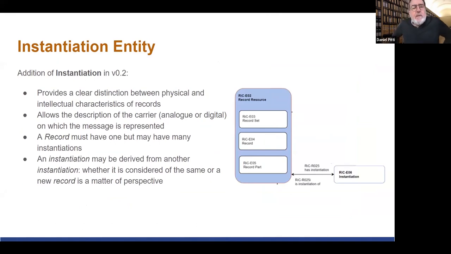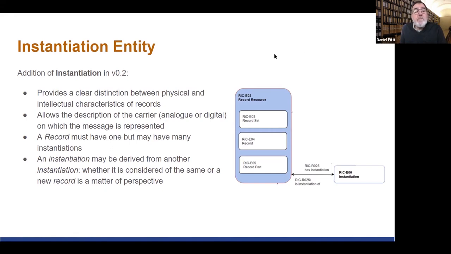This is the key entity introduced that distinguishes from the intellectual content of a record. And this would be the physical inscription of the record, either in a traditional medium or digitally. And it makes a clear distinction between the physical and intellectual characteristics of a record. It allows the description of the carrier, analog or digital, on which the message is represented. A record must have one, but may have many instantiations.